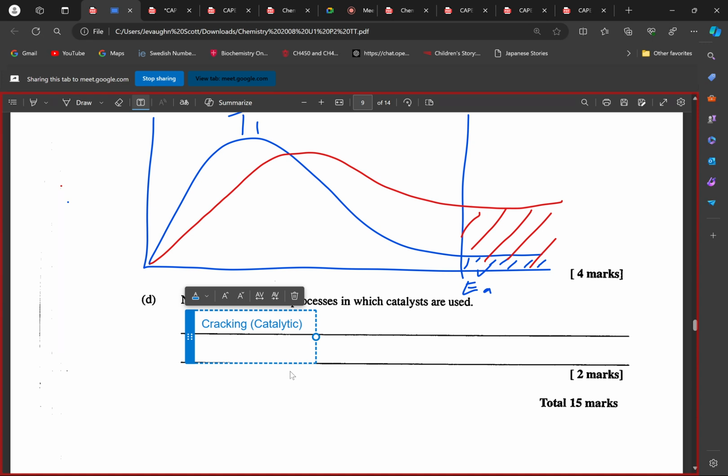Nobody here did Unit 2 before Unit 1? In that case, you'd have a lot of processes. The Haber process. We use iron. Right? In cracking, what do we use? We use zeolite.